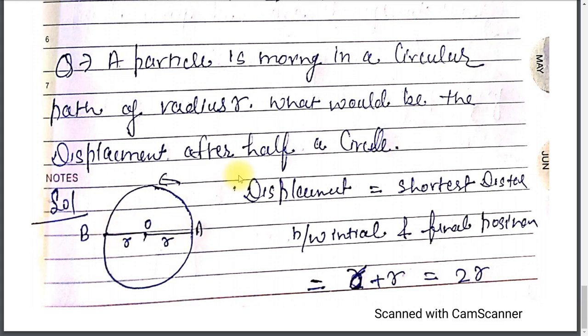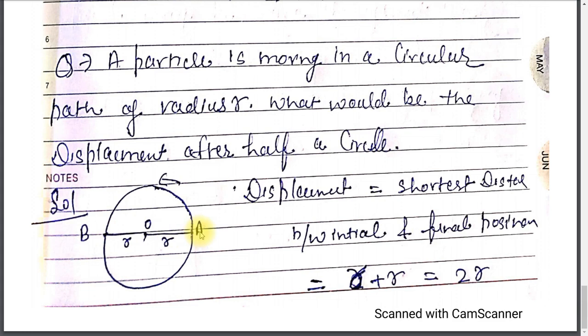Displacement is defined as the shortest distance between the initial and the final position. The initial position is A and the final position is B. So what is the shortest path? One path is this, which is the longest path. But what is the shortest path? From A directly to O and O to B. This is the shortest path between the initial and the final position.